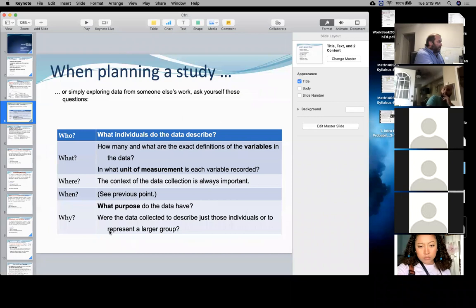Next is what? What are the variables? What do you care about these individuals? Do you care about their age, their color, their height, their footprints? There's so many things that might vary from one to another. We don't care about everything. But those things that we do care about, that's the what. That's what you're after.